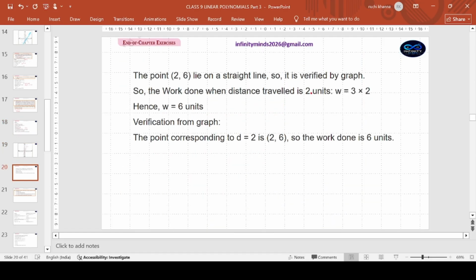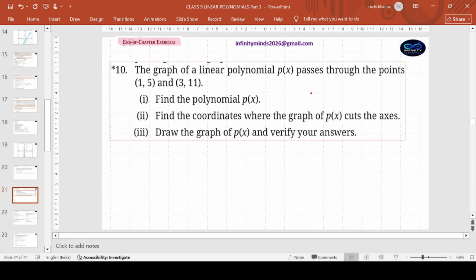Point 2 comma 6 lies on a straight line. W is equal to 6 units. It's repetitively saying distance is equal to 2, work done is 6. It's okay. We'll take up question number 10 now.